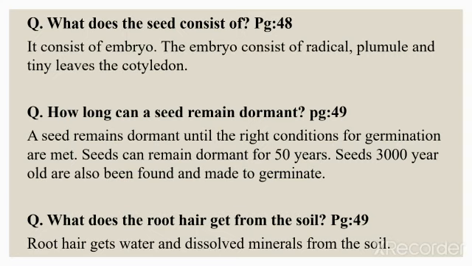The next question is on page number 48. What does the seed consist of? The seed consists of embryo. The embryo consists of radicle, plumule and tiny leaves, the cotyledon.